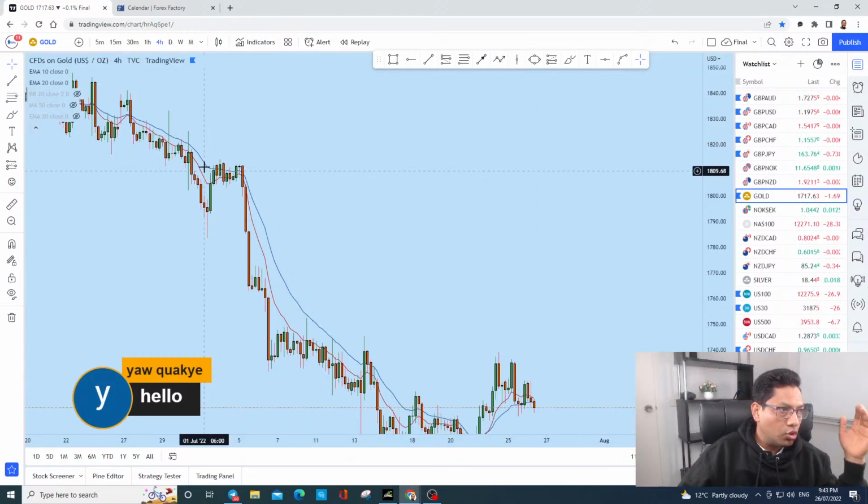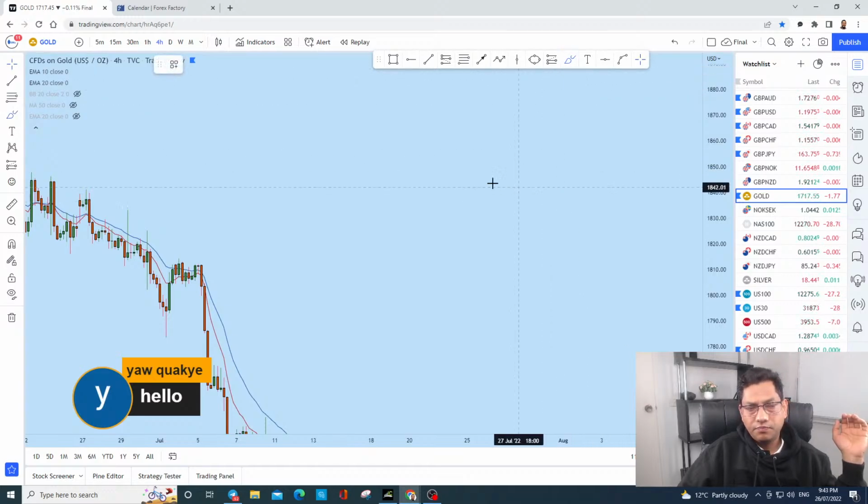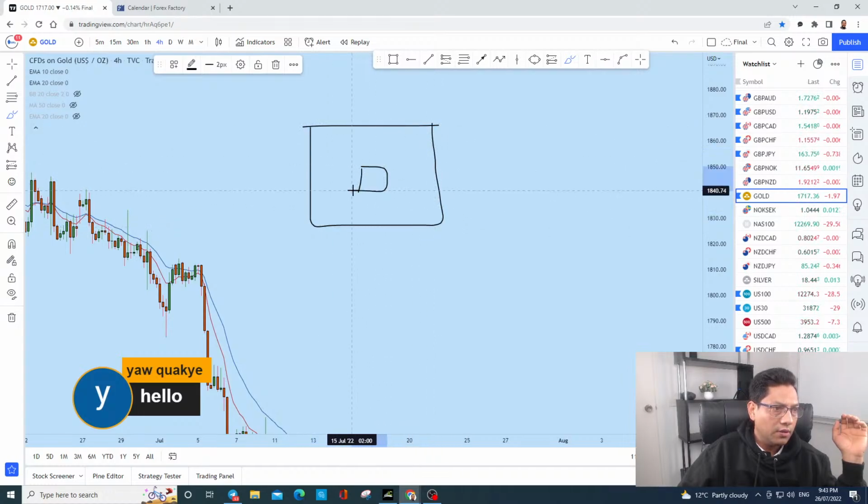To give you an idea, let's assume there is a house. Try to understand what I'm saying. Let's say there is a house, and in this house there is a door. This is the door, and this is the window.